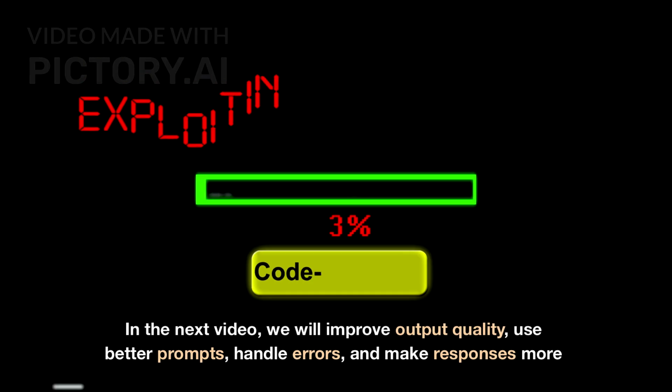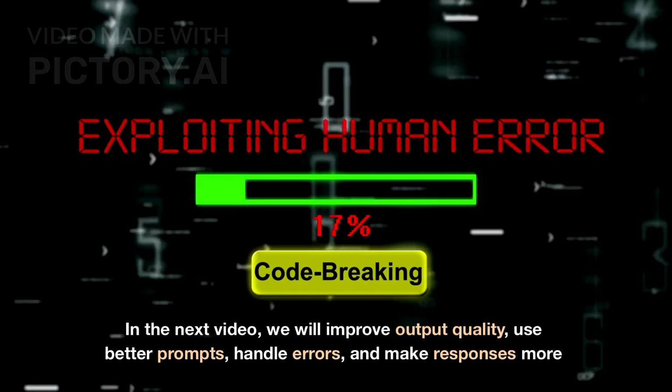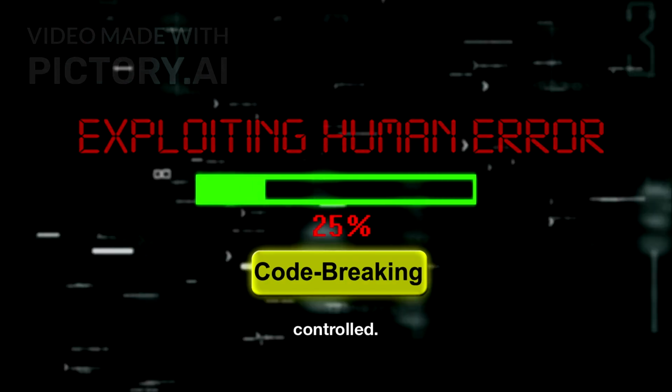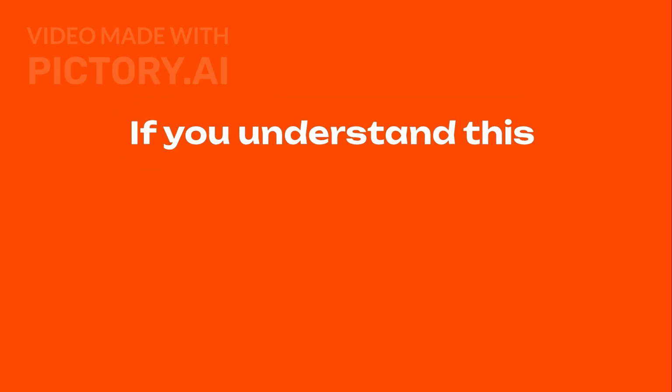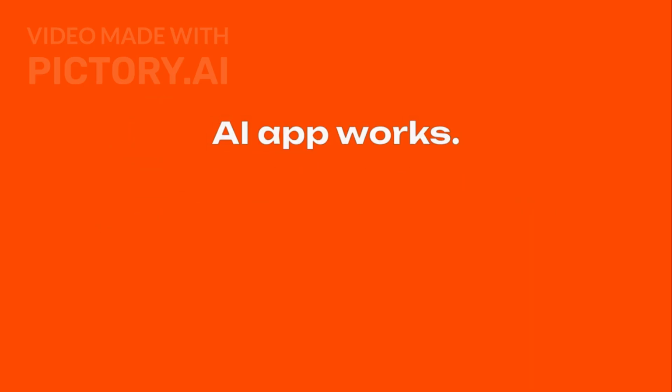In the next video, we will improve output quality, use better prompts, handle errors, and make responses more controlled. If you understand this video, you can confidently say that you know how a generative AI app works. This is a big step forward.